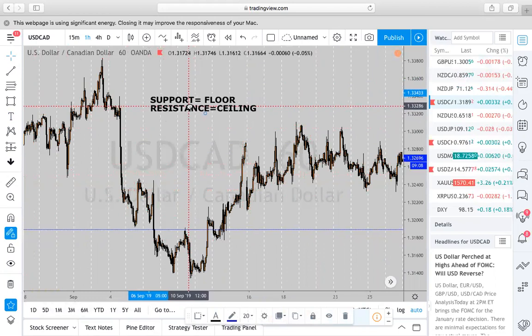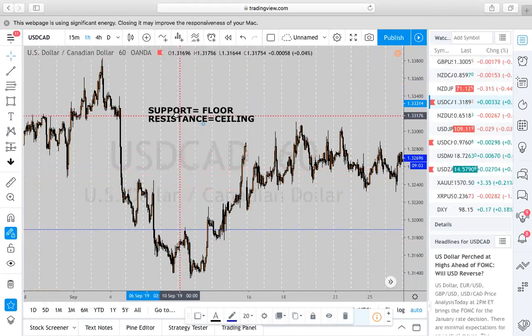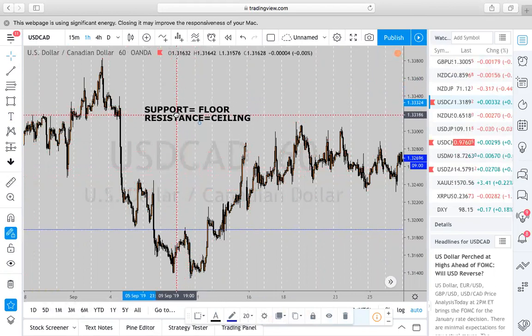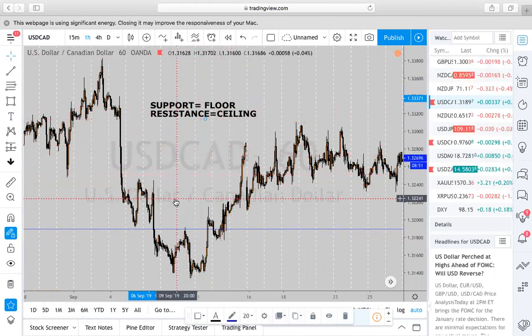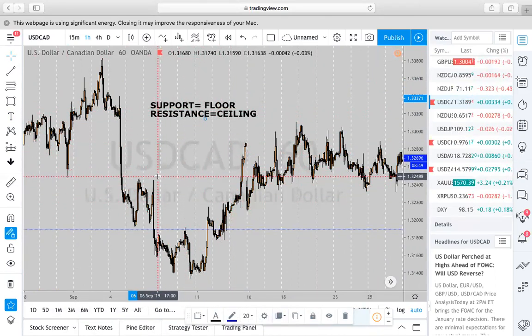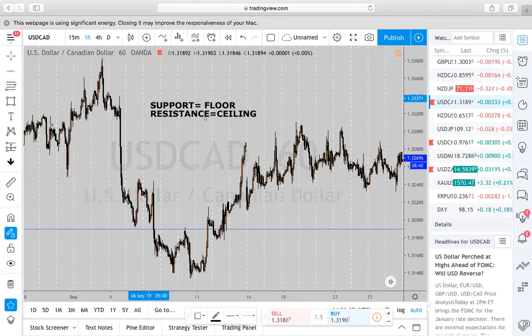But you have to understand that this is one of the main and first things, like I said, that is getting taught to new traders: support equals the floor and resistance equals the ceiling, and how to trade support and resistance. I'm going to teach you how and why you should not trade support and resistance, but rather identify support and resistance, and just understand the importance of what they call support and resistance.